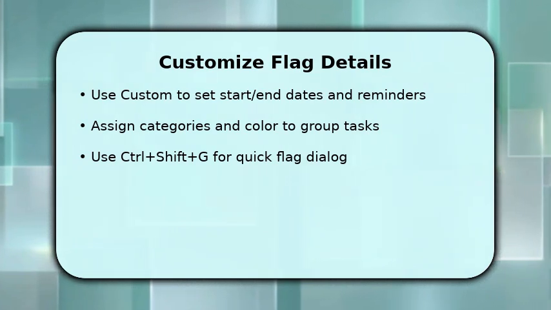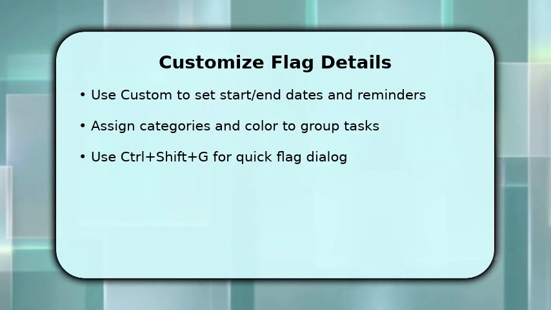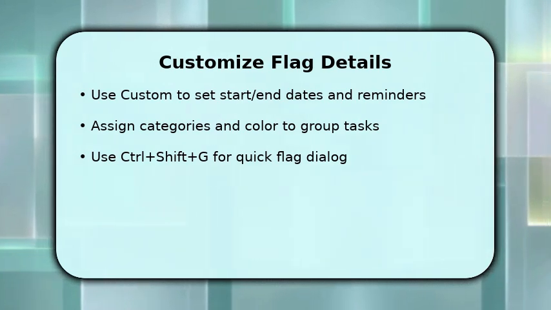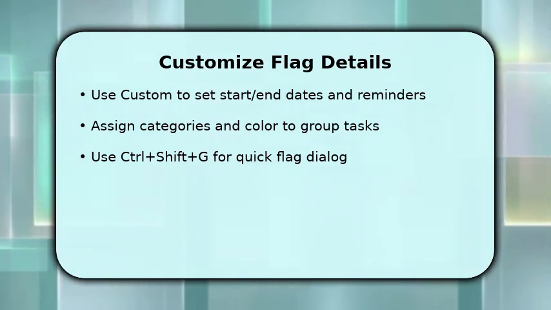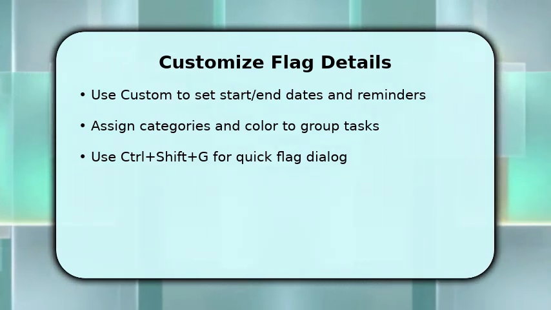On Windows, use Ctrl+Shift+G for speed. On Mac, tap the flag menu. Once configured, flagged items will appear in the to-do bar and tasks. Make sure to sync if you use multiple devices so everything stays current.